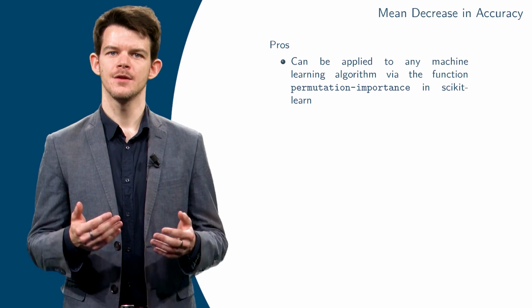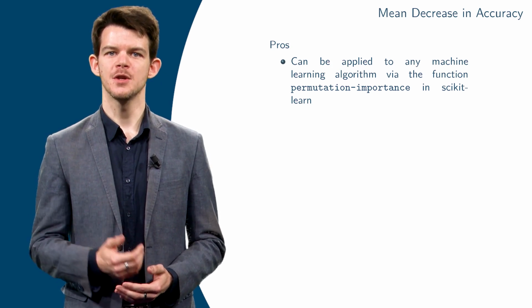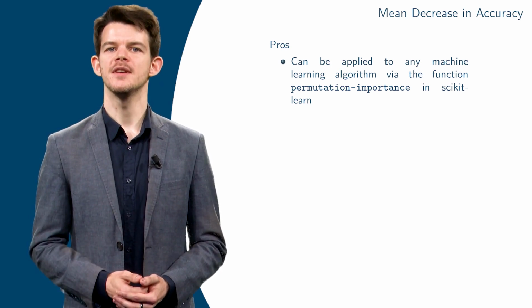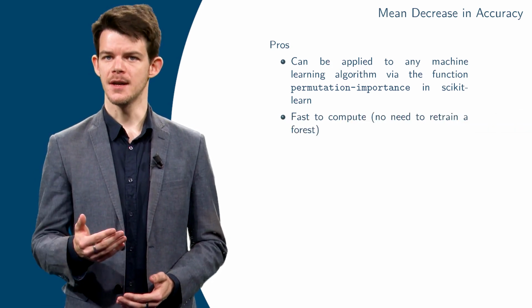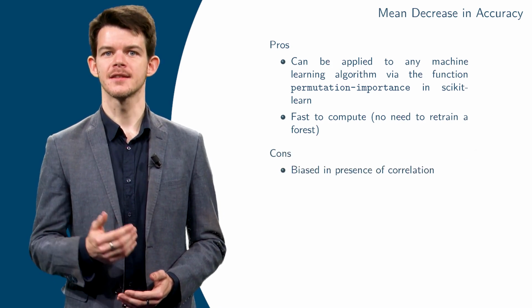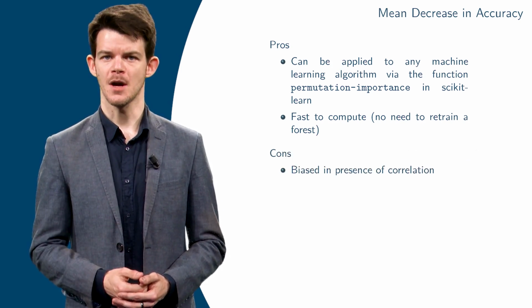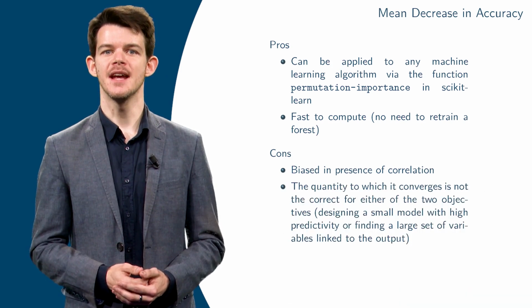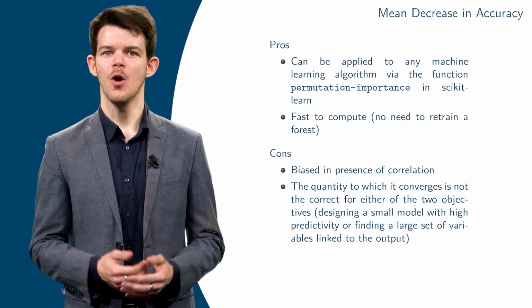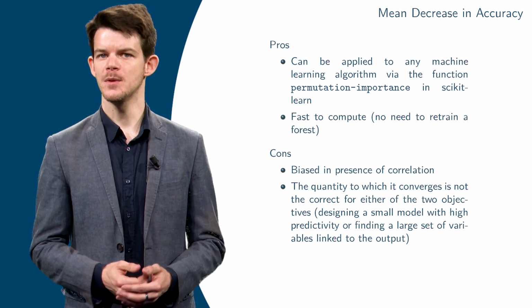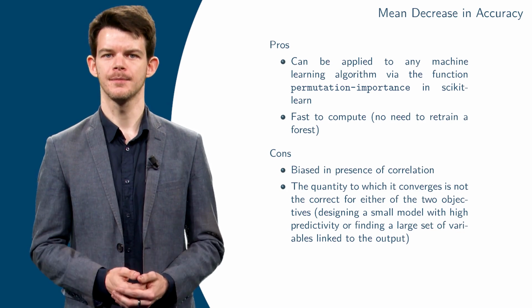By default, the MDA calculation in scikit-learn is based on splitting the dataset into a training set and a test set. The MDA is easily used via the permutation importance function. Computing the MDA does not require retraining the forest and is therefore quite fast. Unfortunately, the MDA, like the MDI, is biased in the presence of correlation. On the other hand, the quantity to which the MDA converges is not relevant, either for the purpose of variable selection or for the purpose of identifying the links between the input variables and the output variable.